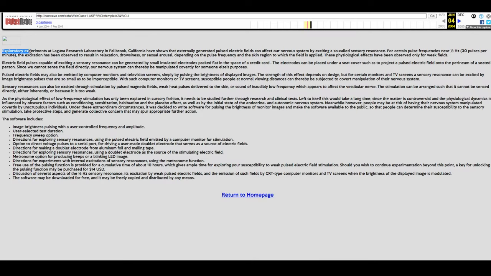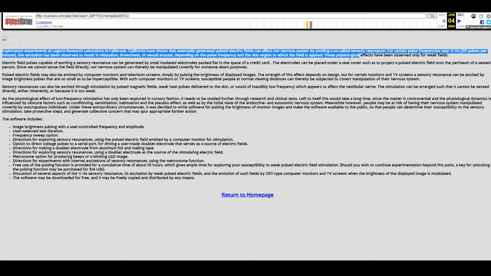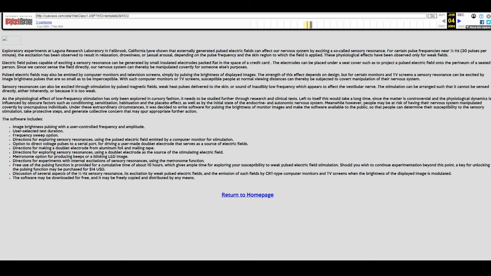Quote, "Exploratory experiments at Laguna Research Laboratory in Fallbrook, California have shown that externally generated pulsed electric fields can affect our nervous system by exciting a so-called sensory resonance. For certain pulse frequencies near a half hertz, 30 pulses per minute, the excitation has been observed to result in relaxation, drowsiness, or sexual arousal, depending on the pulse frequency in the skin region to which the field is applied. These physiological effects have been observed only for weak fields," end quote.